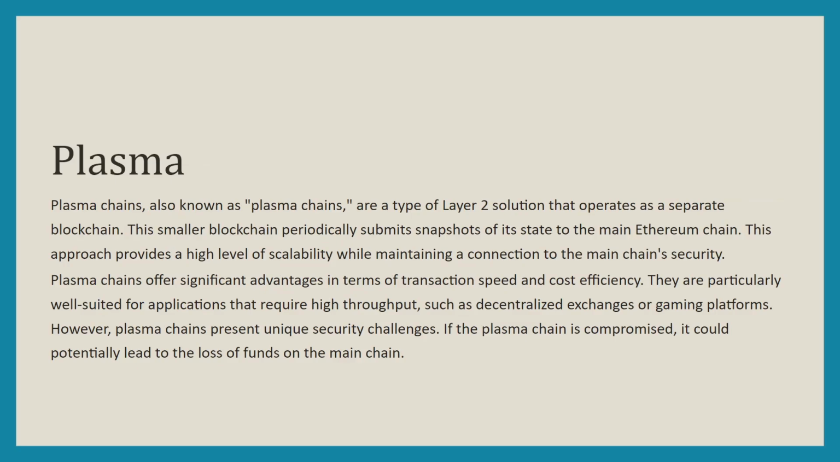Let's talk about plasma chains, also known as plasma chains, are a type of layer 2 solution that operates as a separate blockchain. The smaller blockchain periodically submits snapshots of its state to the main Ethereum chain. This approach provides a high level of scalability while maintaining a connection to the main chain security. Plasma chains offer significant advantages in terms of transaction speed and cost efficiency. They are particularly well suited for applications that require high throughput, such as decentralized exchanges or gaming platforms.